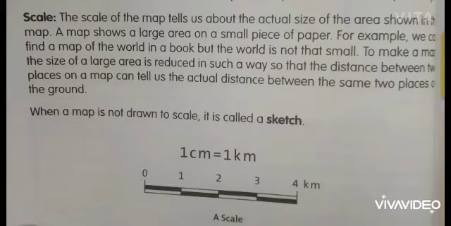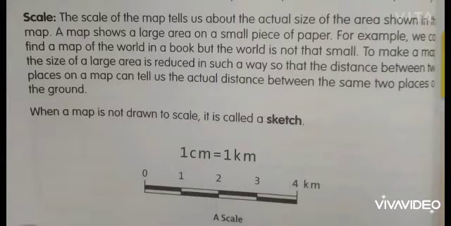For example, they'll consider 1 kilometer is equal to 1 centimeter. So if the distance between two places is 1 kilometer, in 1 centimeter they'll mention that the distance between the two places is 1 kilometer, but the size on the map will be 1 centimeter only, while the actual size will be 1 kilometer.